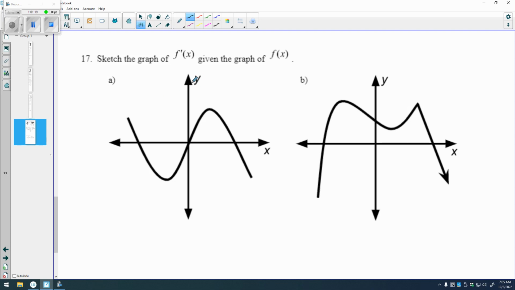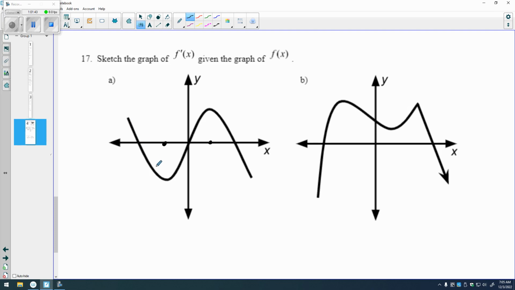All right, sketch the graph of f prime. Here's my graph. Sketch the graph of f prime given the graph of f. Yep, here's your f. I want f prime. First thing I would do, my derivatives are 0 at mins and maxes. So my derivative will pass through the x-axis at mins and maxes.